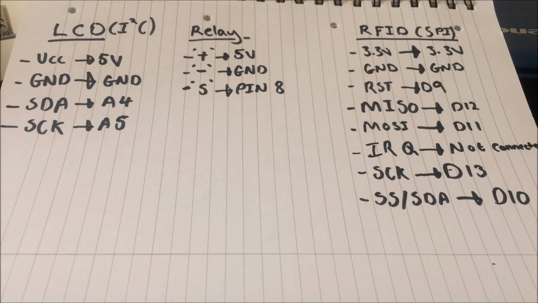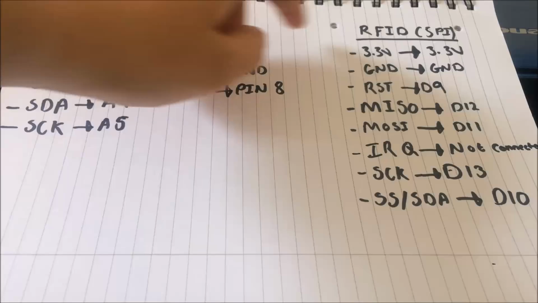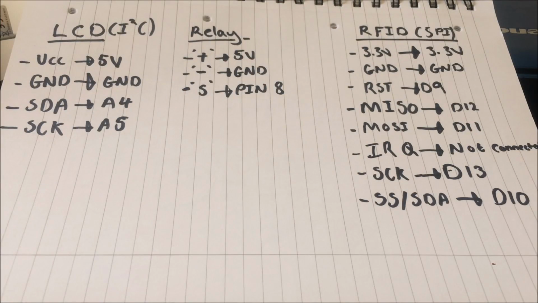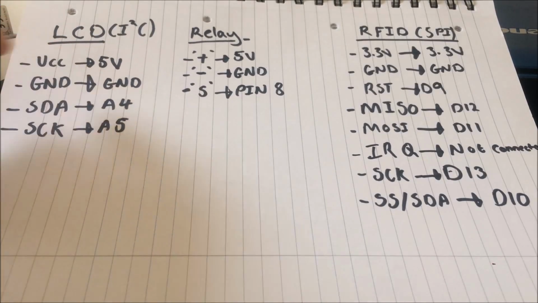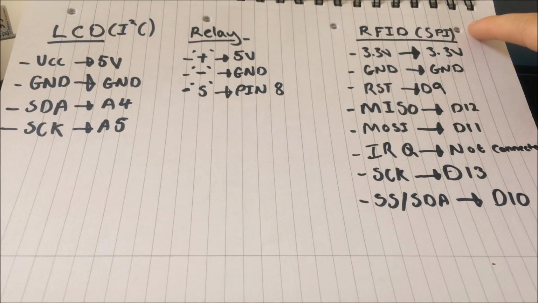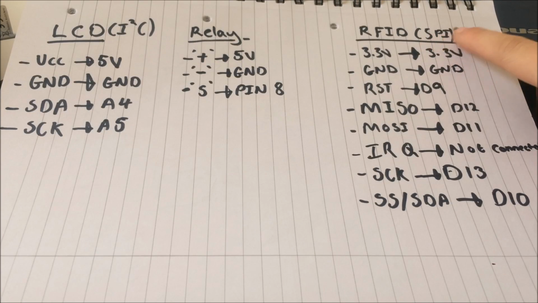As this is a modular based project, the wiring's really simple. So on the screen, you'll see the names of the three modules that I'm using. So I have my LCD module, my relay, and my RFID. Next to the LCD, I've wrote I2C, which is the protocol that the LCD uses. And over near the RFID, I've put SPI, which is the protocol that the RFID uses.